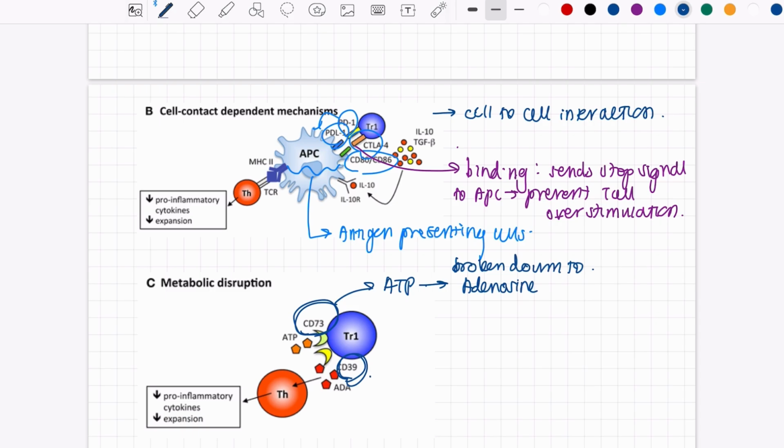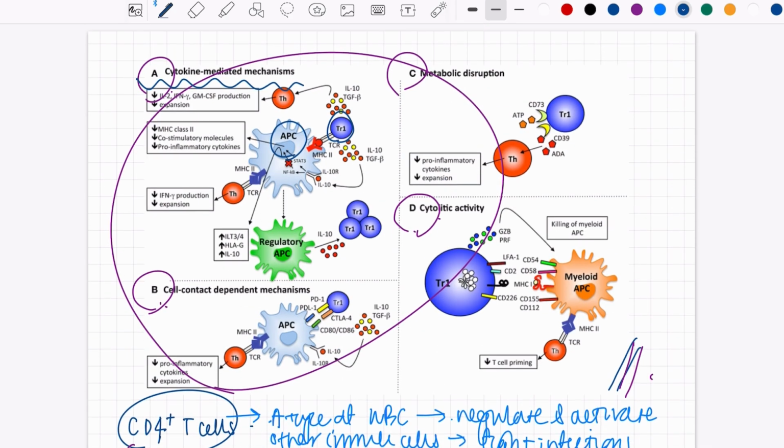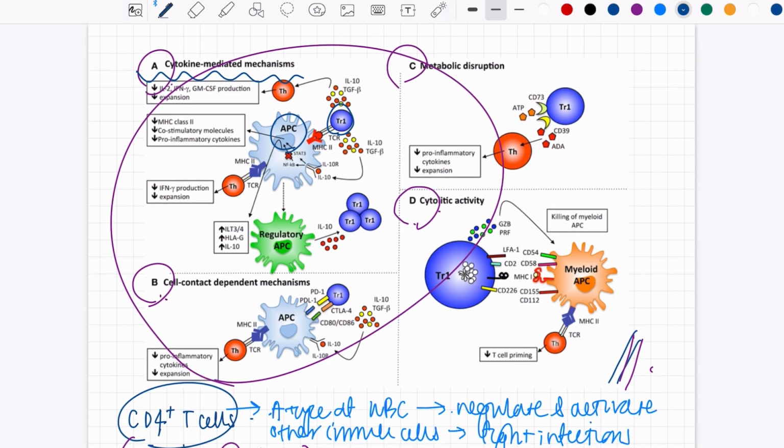Alright, so that's pretty much it for today. In our next video, we'll be looking into the last mechanism, which is cytolytic activity.